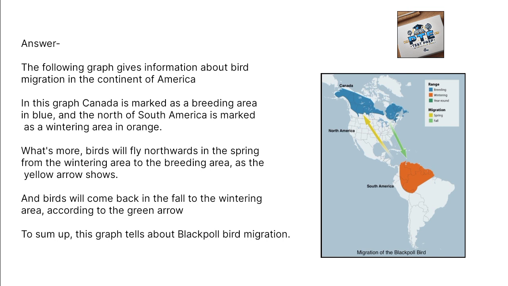What's more, birds will fly northwards in the spring from the wintering area to the breeding area, as the yellow arrow shows. And birds will come back in the fall to the wintering area, according to the green arrow. To sum up, this graph tells about blackpoll bird migration.